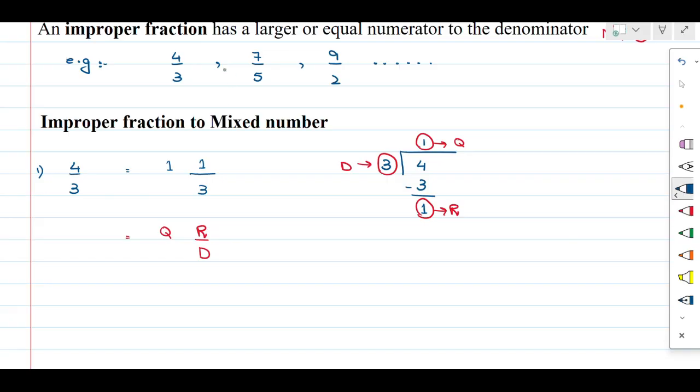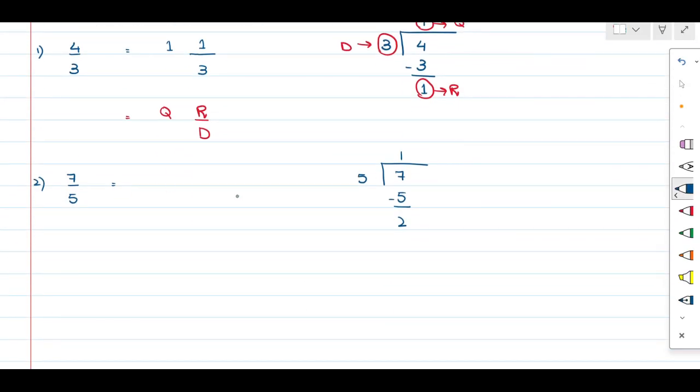Let's do more examples. 7 by 5, the second one. How do I convert 7 by 5? 7 is inside, 5 is outside. 5 times 1 is 5, and 5 from 7 leaves 2. When you subtract, 2 is the remainder. How do I write this down? First we have the quotient. The quotient is 1, and then we have the remainder. The remainder is 2 and the divisor is 5. So this is how I convert an improper fraction to a mixed number.